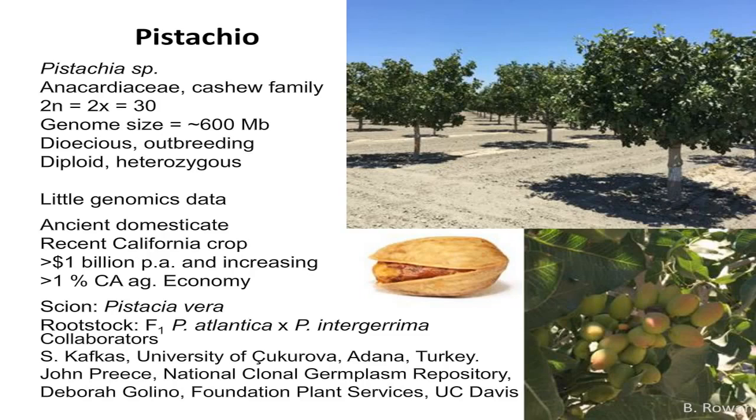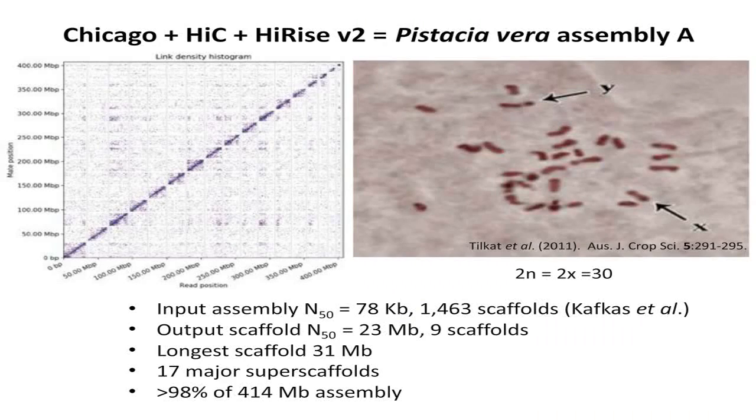It's also an interesting crop because it's grafted. If you look at the right-hand tree in the top right-hand photograph, you can see a ring halfway up the trunk. That's the graft point. So you've got one species on the top, which is Pistacia vera, and the bottom, the rootstock, is an F1 hybrid seedling between two other species. So it's a very interesting set of three species. A crop is really three species to look at to work out what's going on. And Salih Kafkas in Turkey has devoted much of his life to this, and he's been developing genomic resources. We're collaborating with him to work on Pistacia vera.